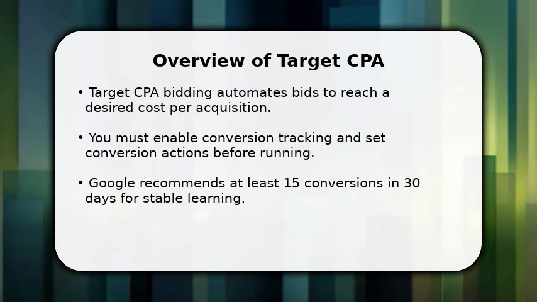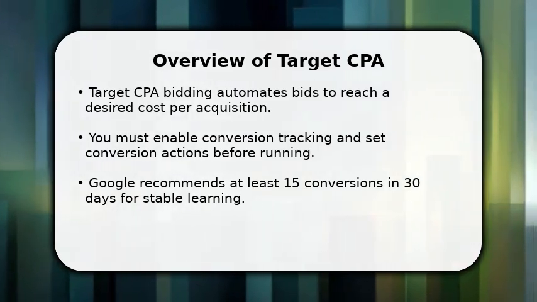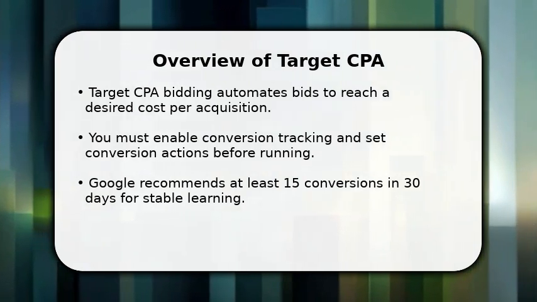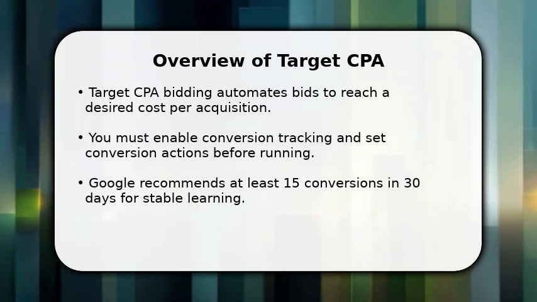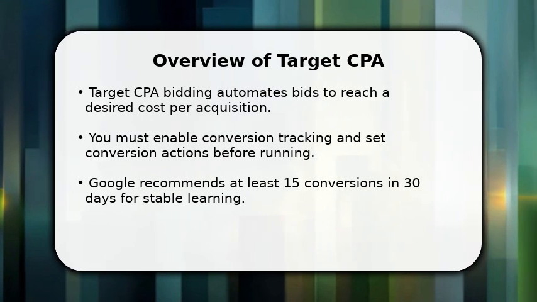Target CPA bidding automates bids to reach a desired cost per acquisition. It uses historical conversion data and auction signals to estimate values. You must enable conversion tracking and assign conversion values before activating the strategy.